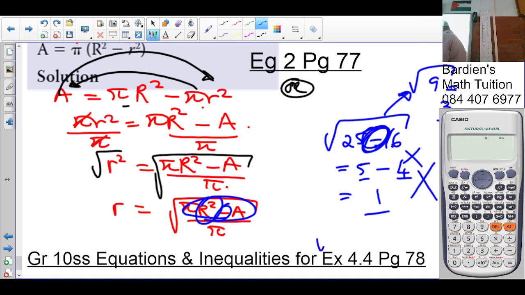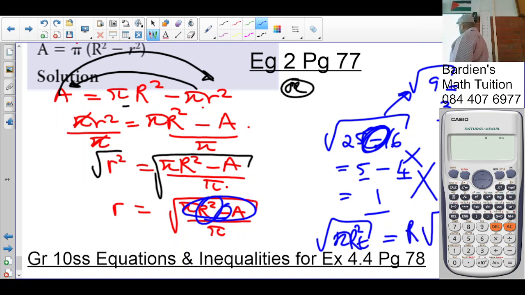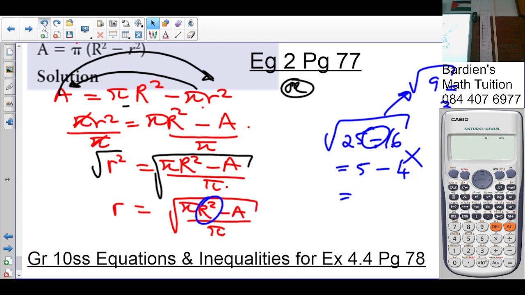However, if this was the square root of pi r squared t, for argument's sake, that is going to be r times the square root of pi t. Can you see that? Why? Because there's a multiplication between it. But because there's a minus there, you can't apply the square root. Make sense? Any other questions? What's the other way? Yes, I'm getting there now. That's why I'm clearing here.